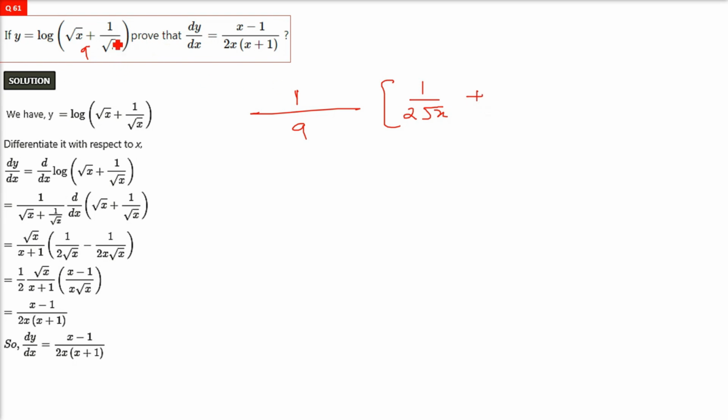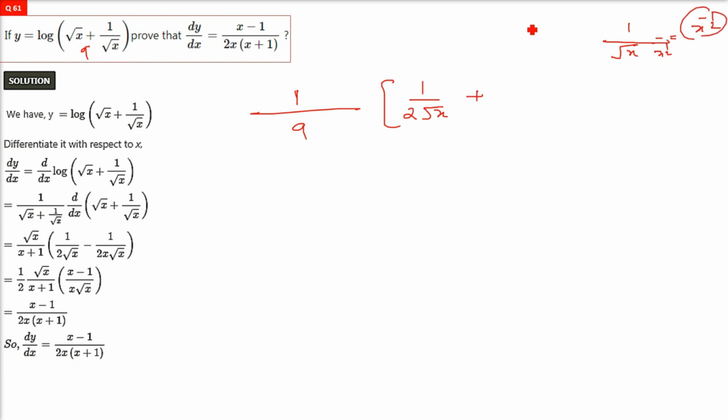1 by under root 2x. So what will it be? It will be 1 by x under root x, twice. How is it going to come? I'll show you. Because in the denominator it is under root x, when the under root x goes into the numerator, it is going to be x to the power half. In the denominator goes x to the power minus half.